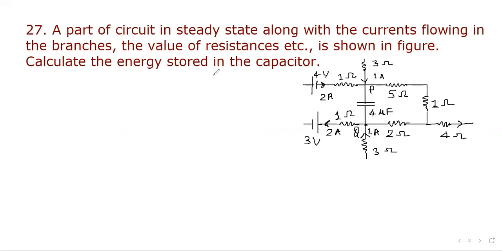Now, we have to find out the energy stored in the capacitor. The capacitor is connected here. So if we can find the potential difference across this capacitor, then we can easily find the energy stored. For this purpose, we have to find the potential difference across points P and Q. So let's write it as Vp minus Vq, which is Vp minus Vs plus Vs minus Vq. Suppose this point is S.